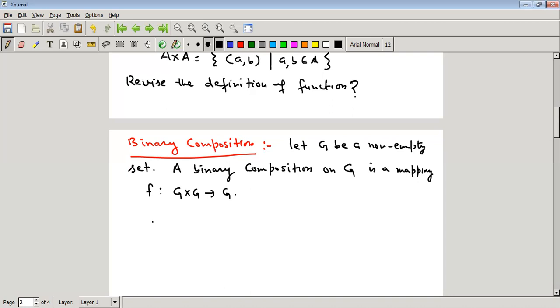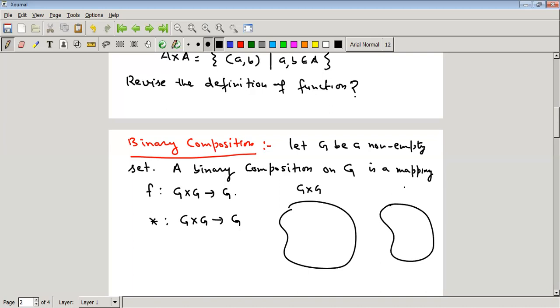So if we take star to be a binary composition from G cross G to G, this is the domain G cross G, and this is G. We define the mapping star from G cross G to G. So an element of G cross G is in the form (a, b). If we take an element in G cross G, then the output we get also belongs to G. It means we get a star b.